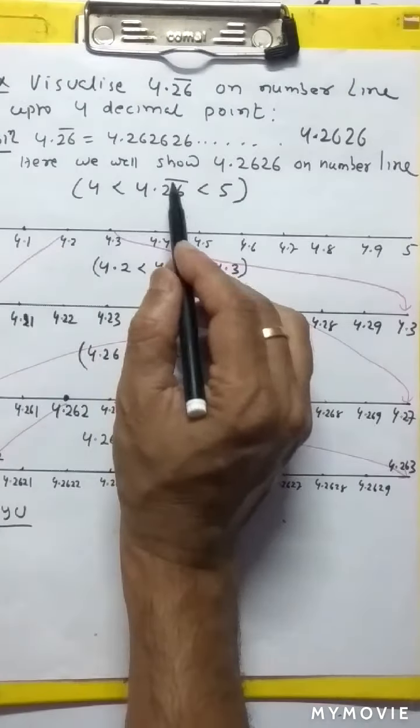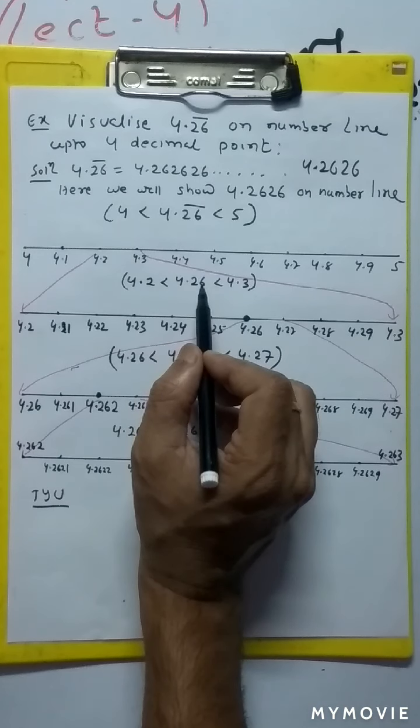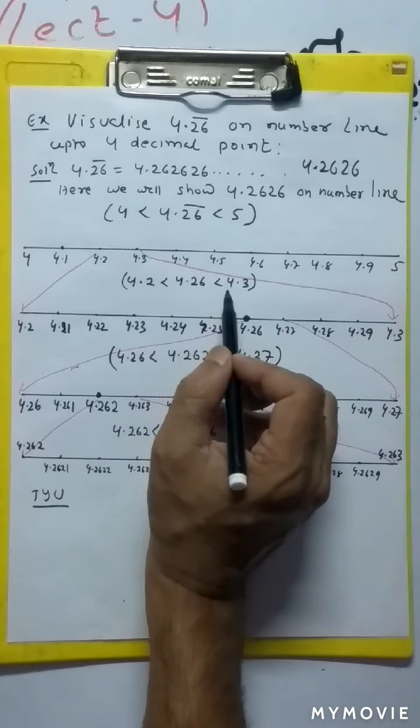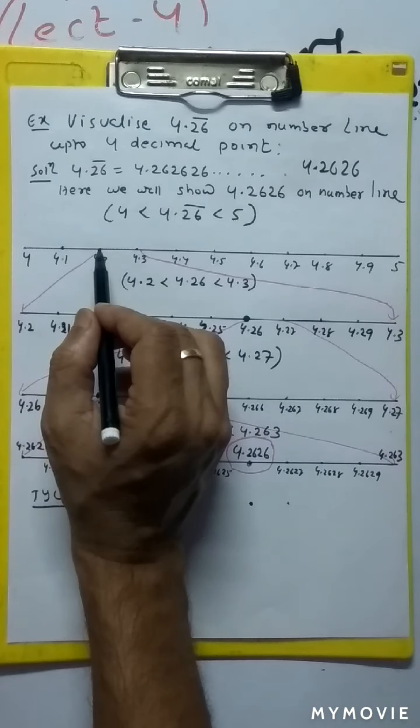Now tell me, this 4.26 recurring will lie in between which numbers? 4 and 5. So I will take a line from 4 to 5. This is 4, this is 5. Now the 4.26 bar will lie in between 4 and 5. So from 4 to 5, divide the total line into 10 equal parts. What is the gap between 4 and 5? 5 minus 4 is equal to 1. If we divide by 10, each part will be 0.1. So this is 4, just add 0.1: 4.1, 4.2, 4.3, like this you will get 5.